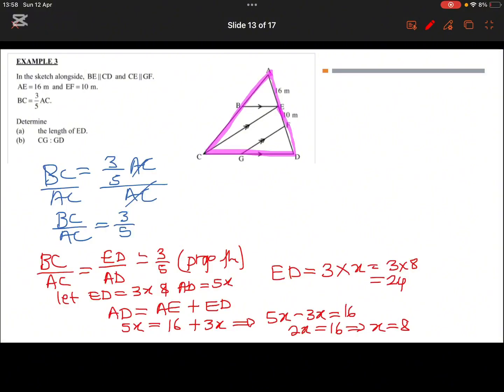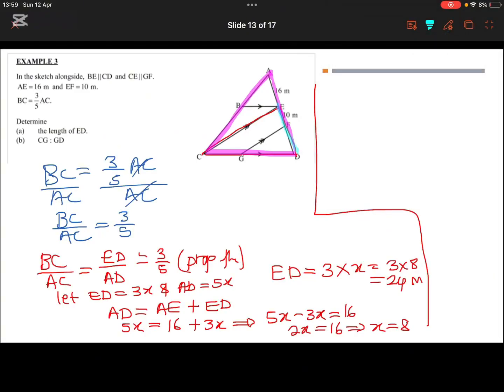Now, moving to the next question, we have CG is to GB. It is expressed in ratio form. So being expressed in ratio form, we're looking for this, C and G, D. And the two are in this triangle. Take a look.